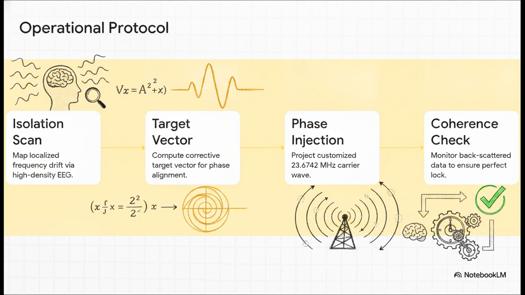The actual operational protocol for this maps out into 4 really logical steps. First, an isolation scan maps the exact localized frequency drift. Second, the system synthesizes a corrective mathematical wave, which is the target vector. Third, the phase injection activates, projecting this customized 23 MHz carrier wave for a 45-minute cycle.